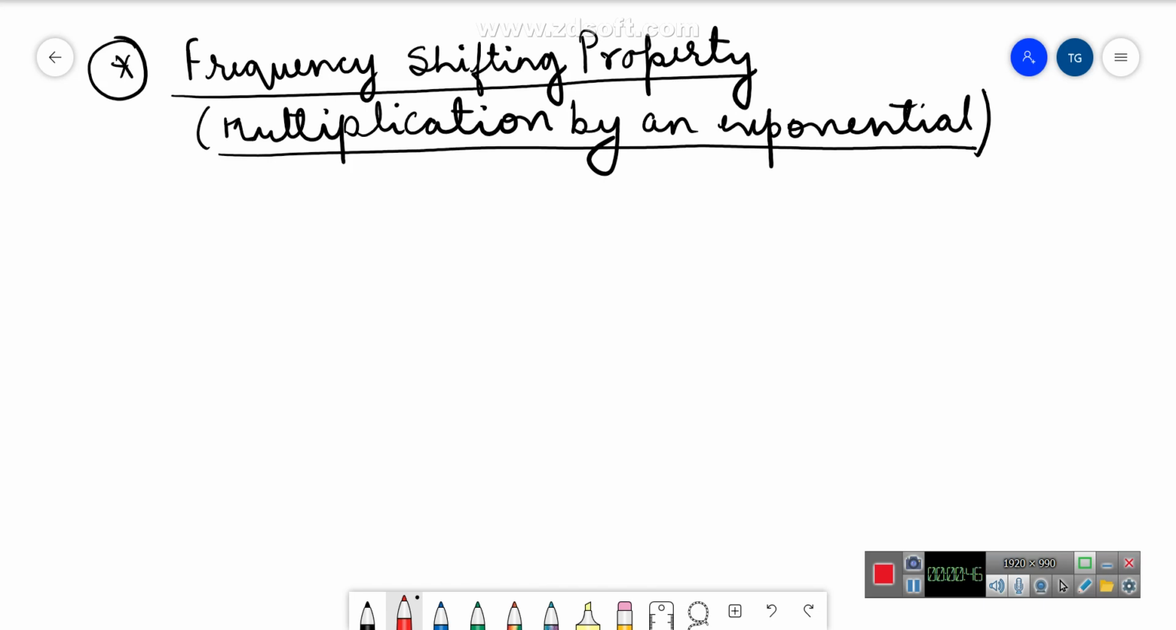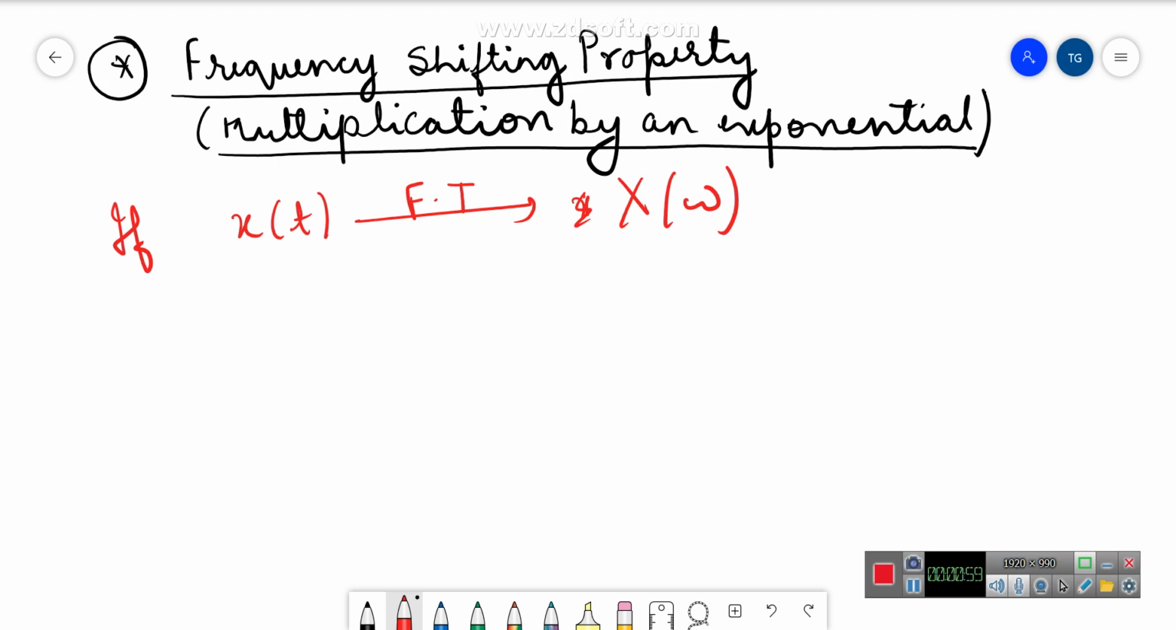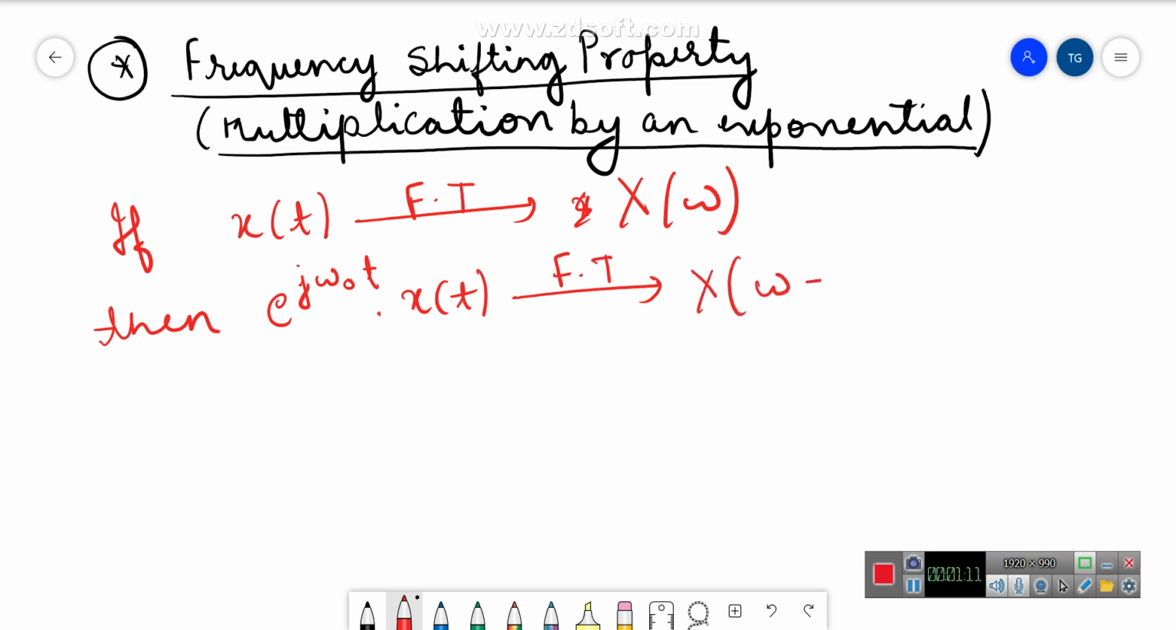So how does this property look? If Fourier transform of x of t is capital X of omega, then Fourier transform of e to the power j omega naught t into x of t is X of omega minus omega naught.